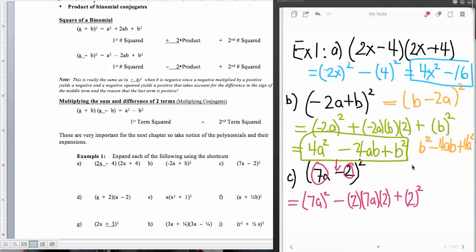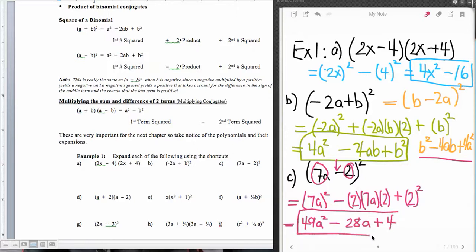And if we look at that one, then we see that that's pretty much the same pattern that we did when we rearranged this one, right? So we have 7 squared, which is 49, times a squared, minus 2 times 7, which is 14, times 2, which is 28a, and then plus 2 squared, which is 4.